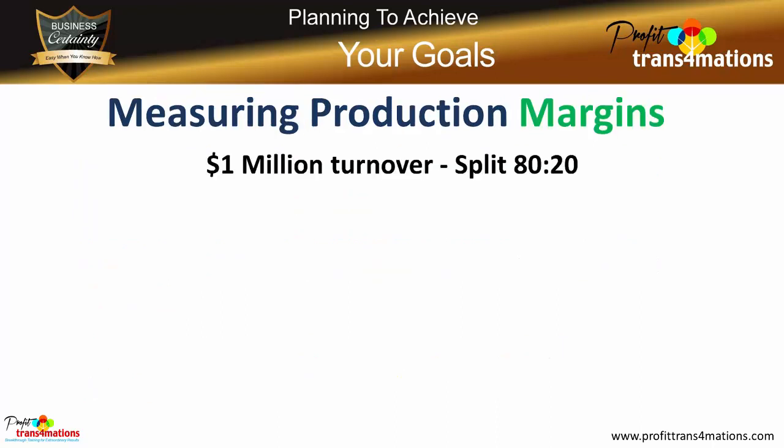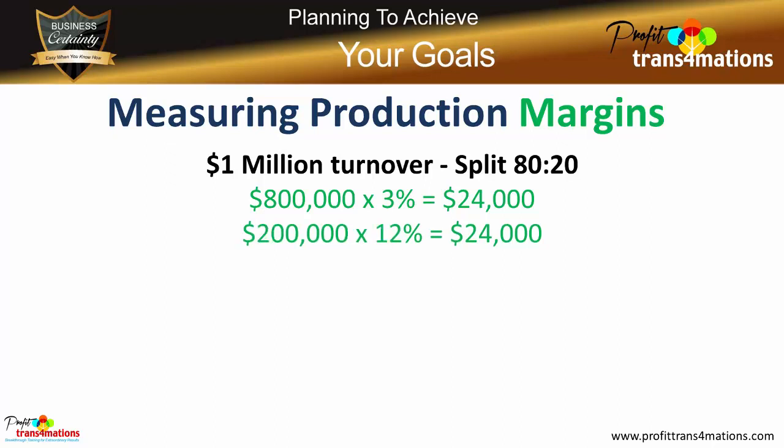Measuring production margins. Let's say we take a business that's turning over $1 million a year and we split it into two types of things that it sells and apply like an 80-20 rule. So let's say that 80% of the turnover of the business wasn't that profitable and it generated a 3% net profit margin. So that when we multiplied that out, we had $24,000 for the year in net profit from that type of work. The other 20%, however, was generating a 12% net profit margin.